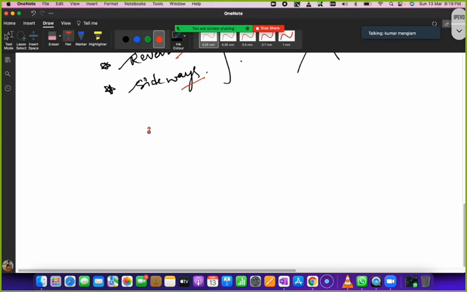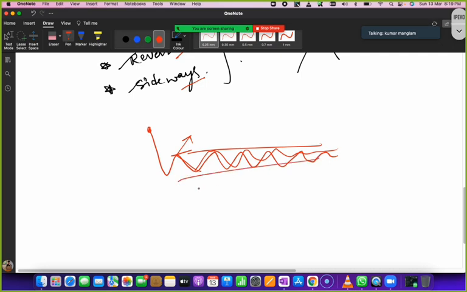Let's say the market opens at this point, comes down, and starts moving something like this. If you buy here, you expect it to go up, but it comes down, then comes up again, and so on. So it's a sideways market, right? In a sideways market it is really difficult to trade, but we have some indicators for that. We will understand this in the indicator section.